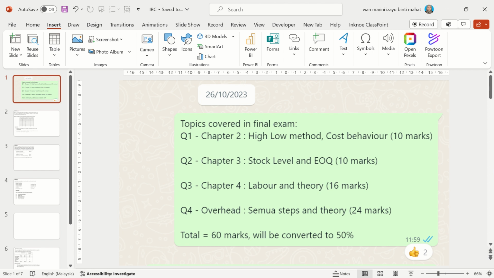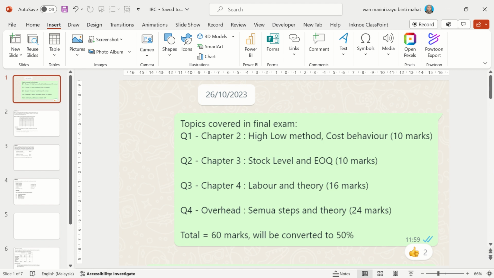In chapter 2, you will be assessed on the high-low method and, of course, some behavior-related topics. For question 1, the marks allocated is 10 marks. Question 2 covers chapter 3, where you will be assessed on stock level and economic order quantity. This is also 10 marks.